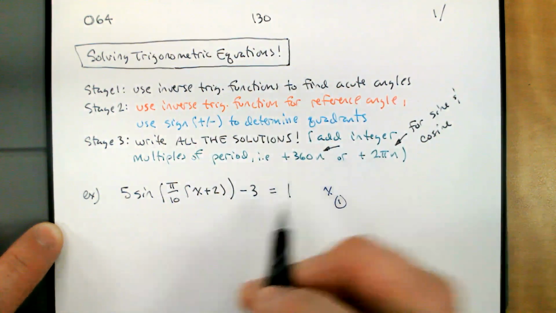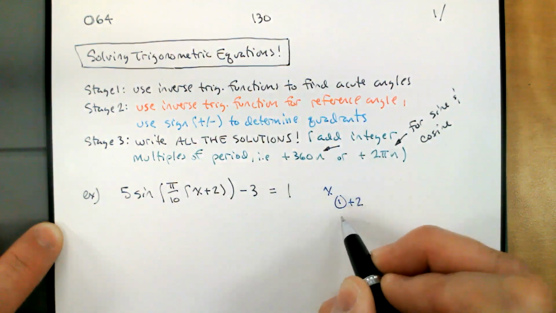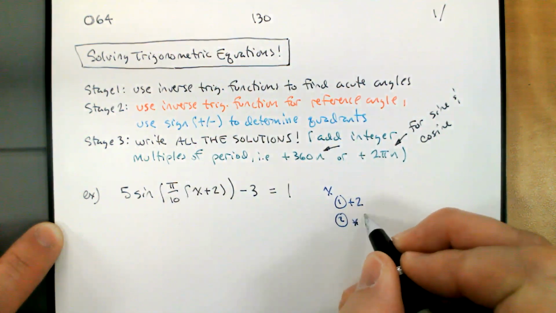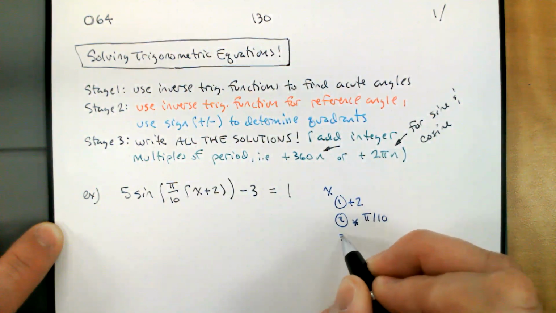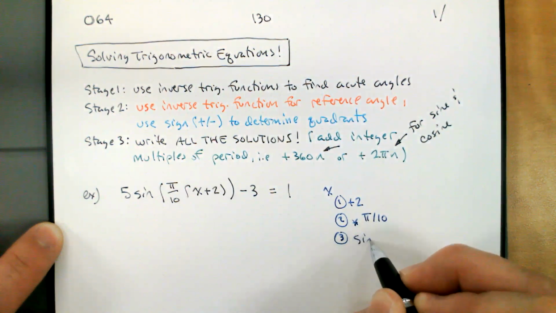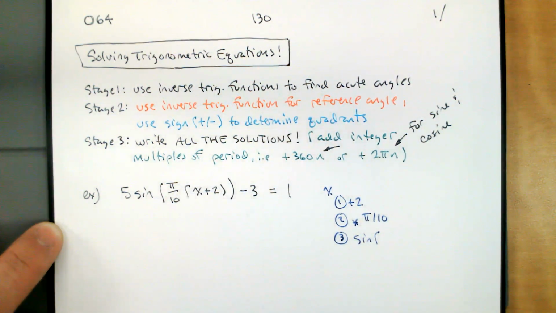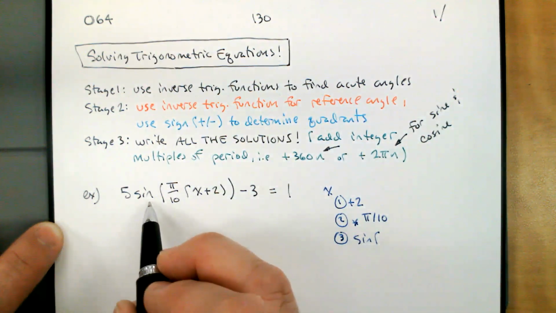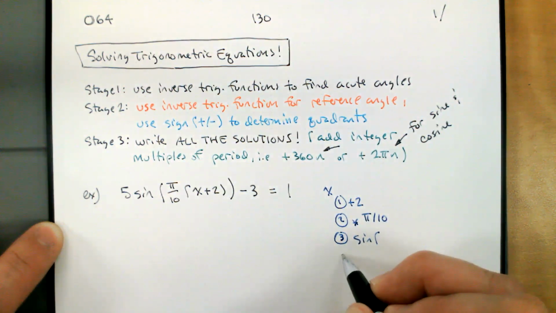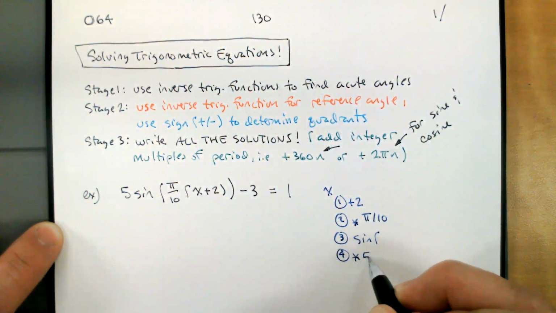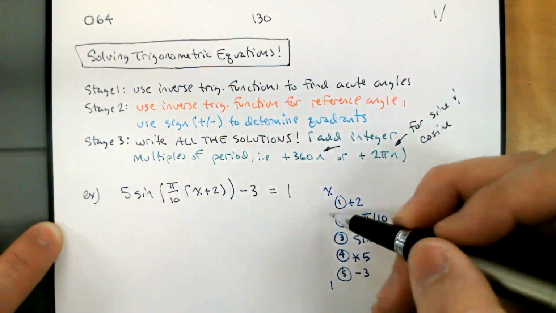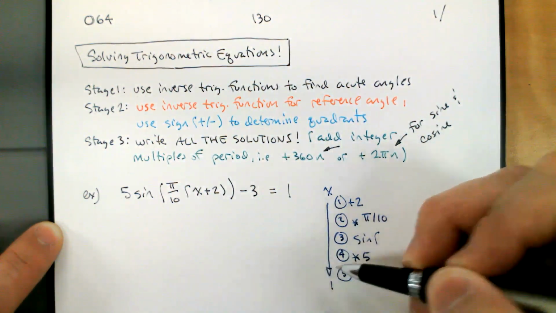The first thing that happens is we add 2. After we add 2, we take this result and multiply by pi over 10. Once we've multiplied by pi over 10, then we apply the sine function. After we apply the sine function, I've got to multiply by 5 and subtract 3. The order of operations says do the multiplication first. And finally, we subtract 3. And that's how this equation turns x into a 1.